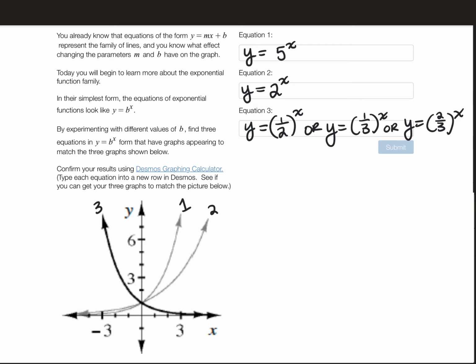And what I want you to just notice is that the relationship between equation 1 and equation 2 is that equation 1 should have a larger b value than equation 2. And you can play around with the Desmos graphing calculator to experiment a little bit more.